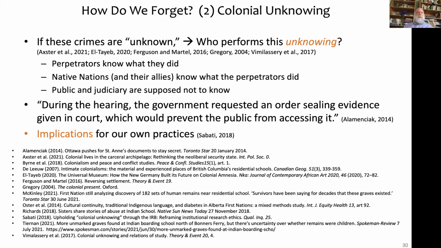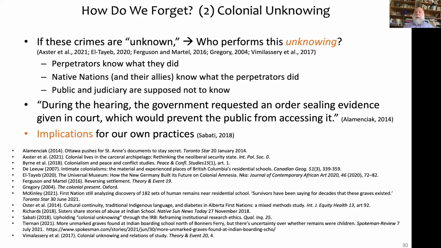So if these crimes are unknown, then the question becomes, who performs this unknowing? The perpetrators know what they did. They've been trying to remove the grave markers. They've been arranging to have graveyards paved over with parking lots. So they're covering it up. They know what they did. The native nations and their allies know what the perpetrators did. The children didn't come home, or they came home broken.